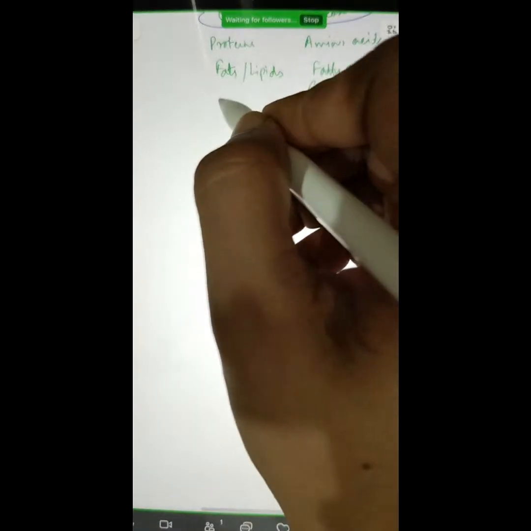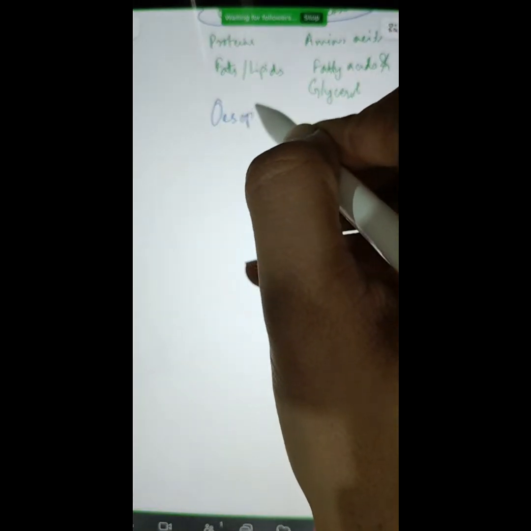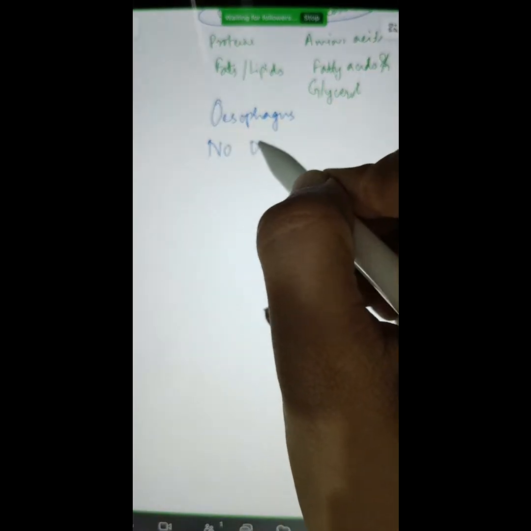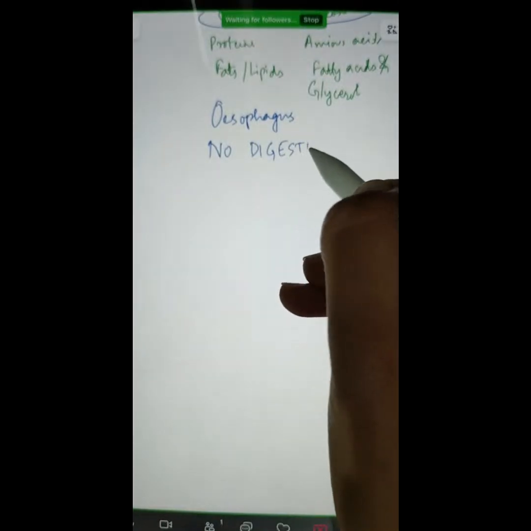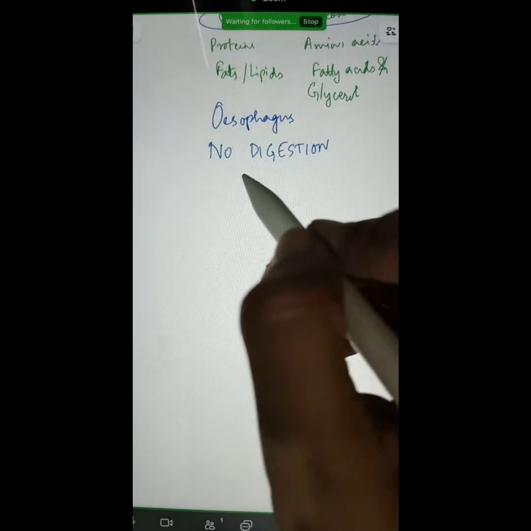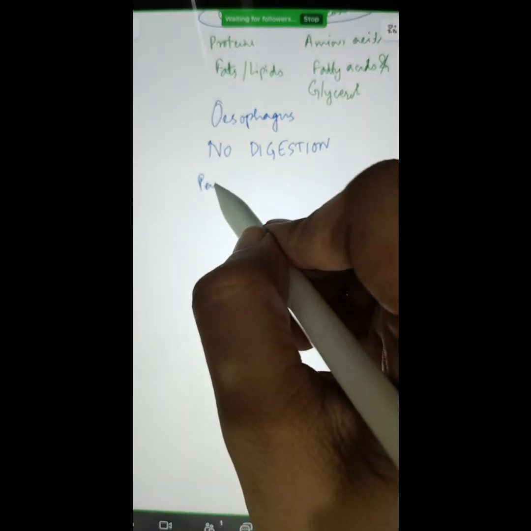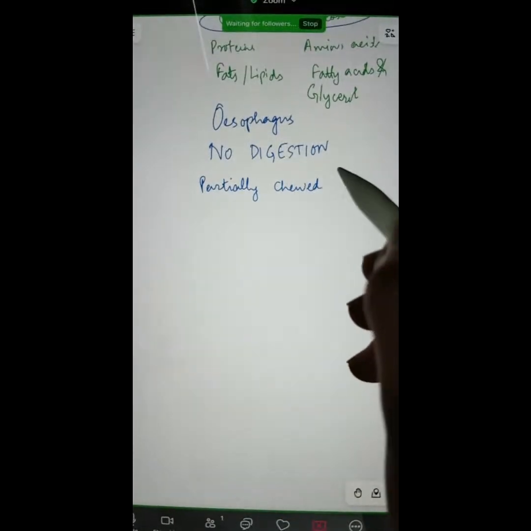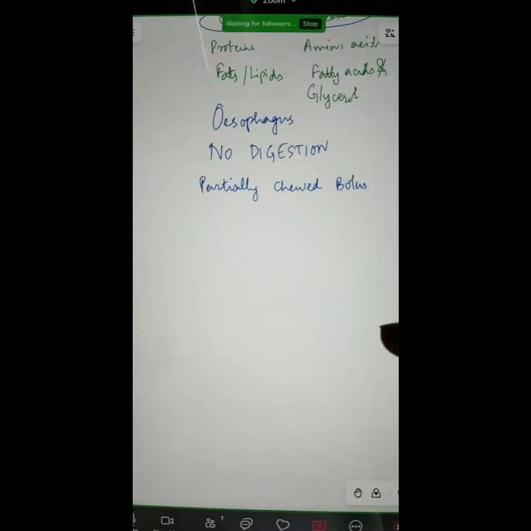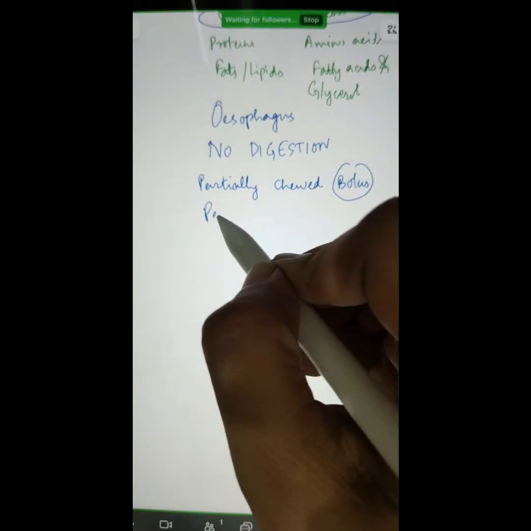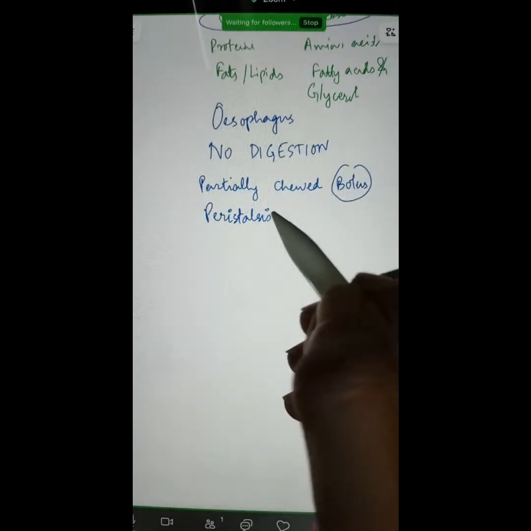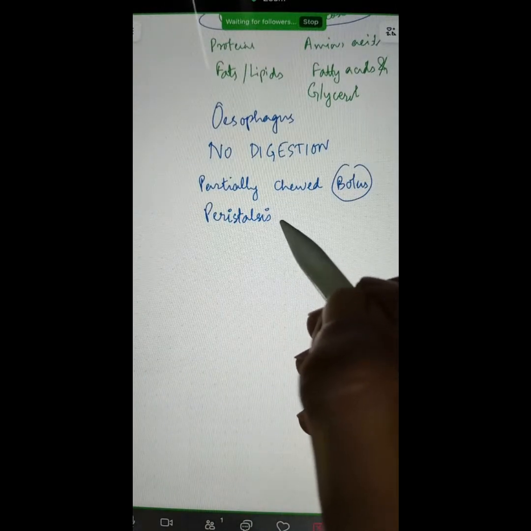As the food passes into the esophagus, which is also known as the food pipe, no digestion takes place here, right? No digestion takes place. The partially chewed food that is there in your mouth is known as bolus. So as you swallow, which action takes place? Peristalsis, right? Peristalsis, or peristaltic movement, takes place.